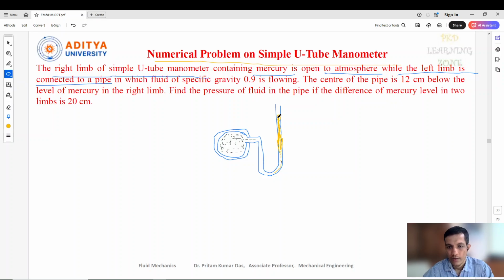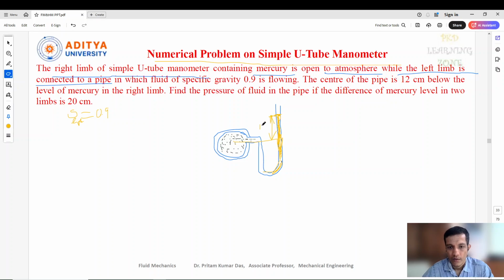Yeah, like this you can keep it. Now the fluid flowing has a specific gravity of 0.9. So the specific gravity of the liquid flowing inside the pipe is 0.9. So this is a light liquid, you can say. And the center of the pipe is 12 centimeter below the level of mercury in the right limb. Suppose this is the level of mercury. From here, how much is the distance to the center? This is the center of the pipe, suppose, and from here to here the distance is 12 centimeter.